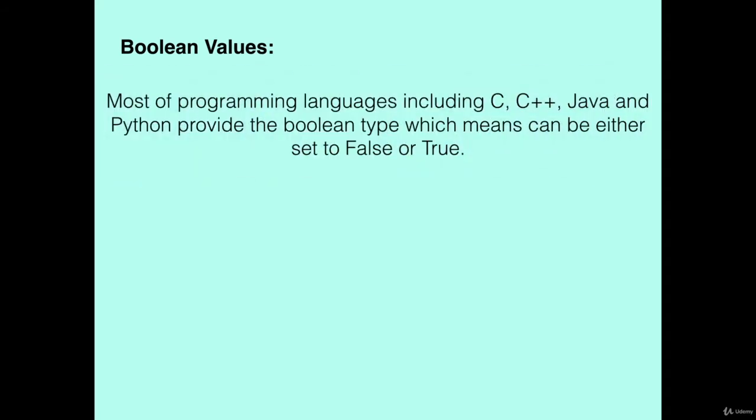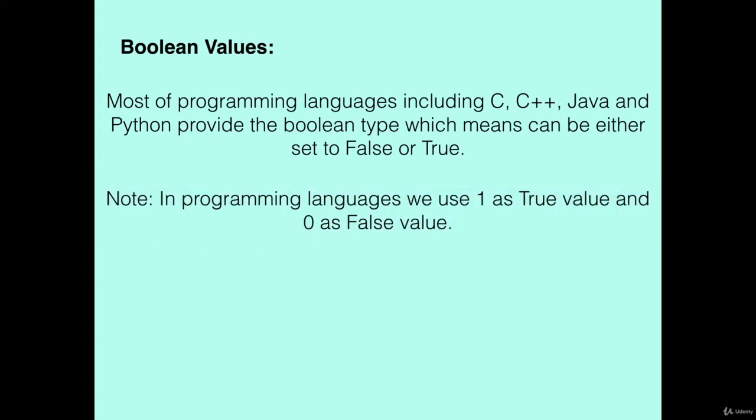Most programming languages, including C, C++, Java, and Python, provide the Boolean type, which can be set to either false or true. Note: in programming languages, we use 1 as the true value and 0 as the false value. Let's see how.